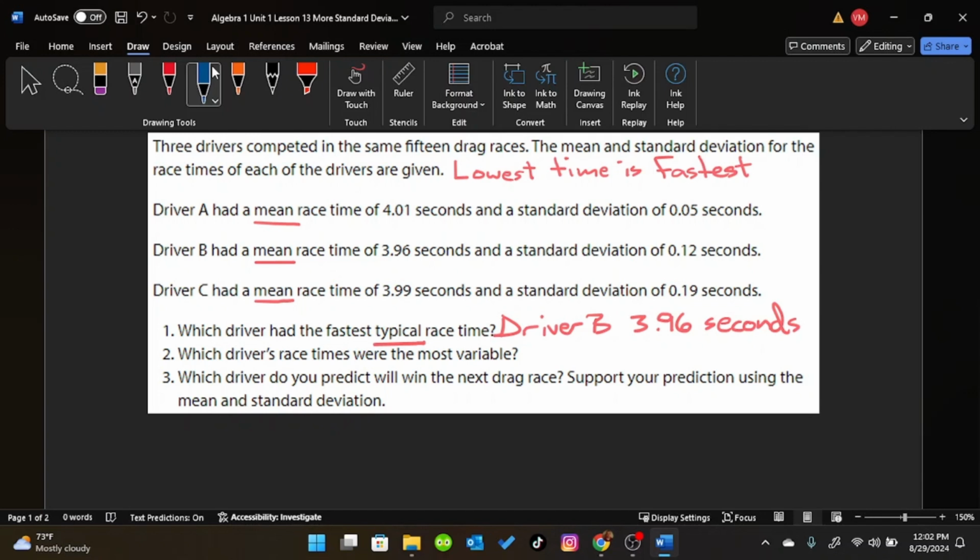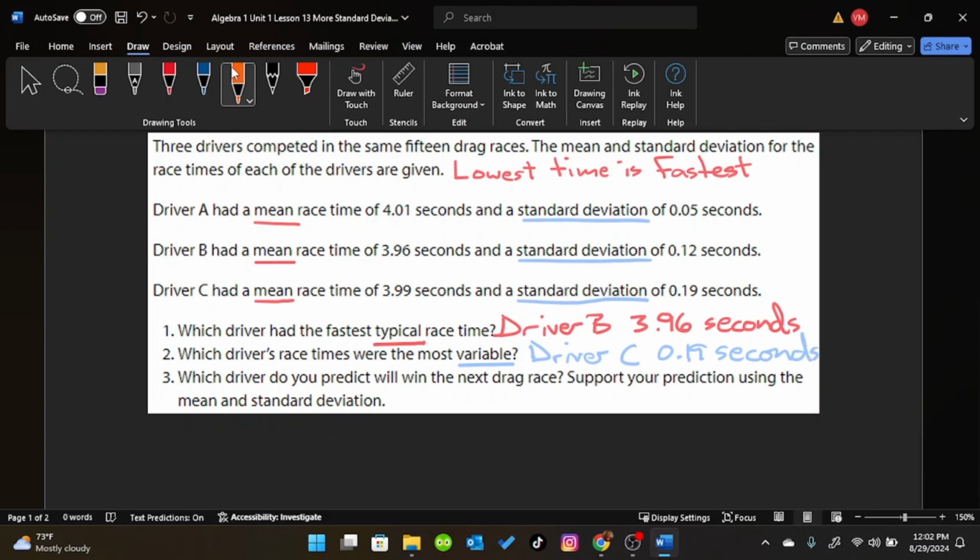Number 2, which driver's race times were the most variable? So our key term here is variable, so we're comparing the standard deviation. And the bigger the standard deviation is, the more varied it is. So that would be driver C, 0.19 seconds.